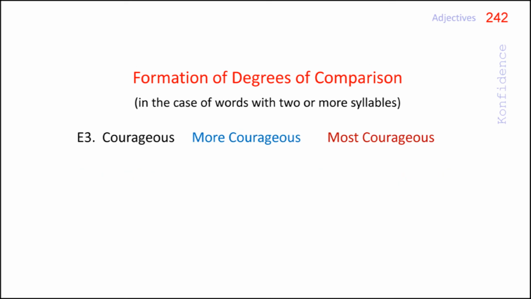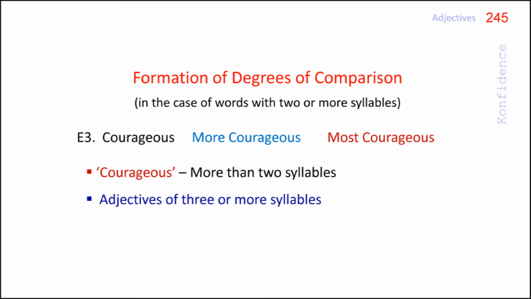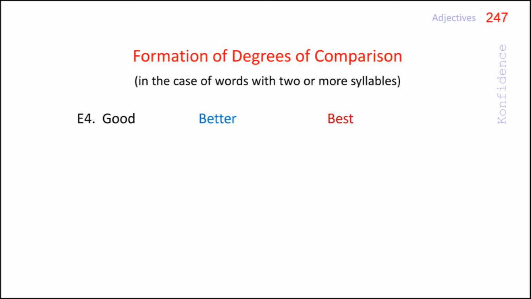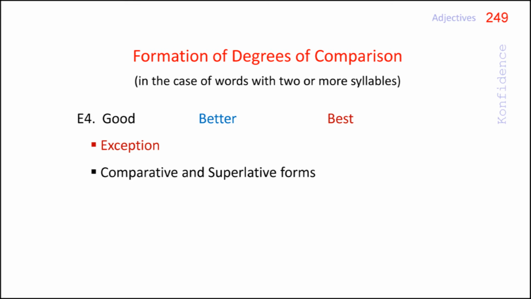In the third example, the word courageous has more than two syllables. Adjectives of three or more syllables take more and most before them. Now the fourth example. This is an exception. Here, the comparative and superlative forms are quite different from the positive form. There are a few adjectives like this that take irregular comparatives and superlatives.